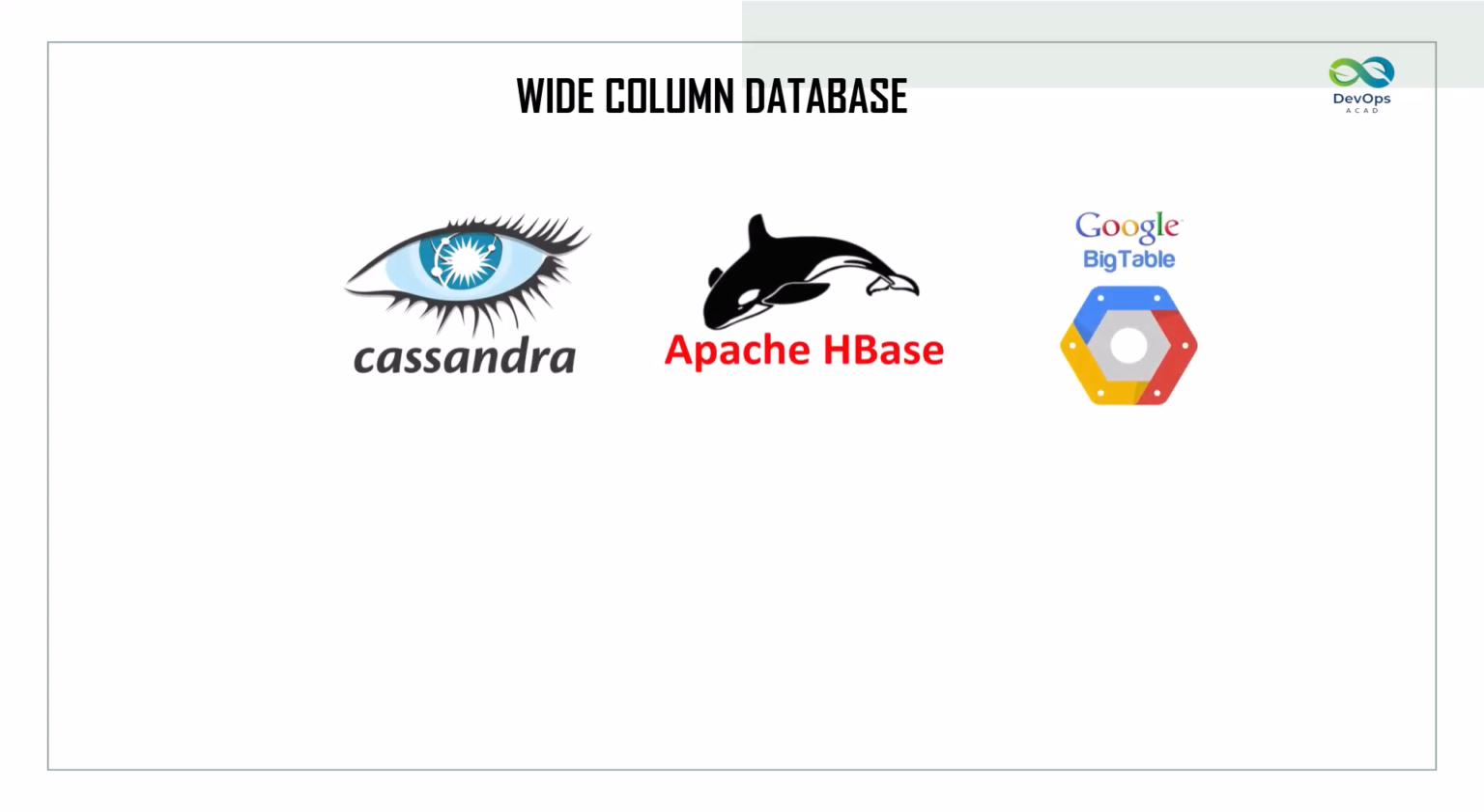The second one is what you call a wide column database. Examples of a wide column database are Cassandra, Apache HBase, and Google Bigtable.